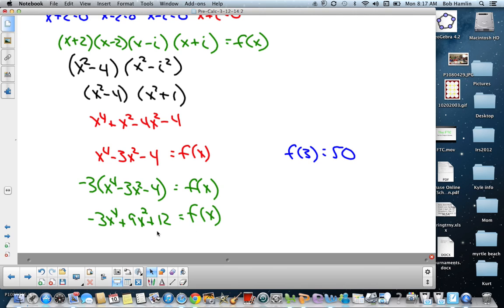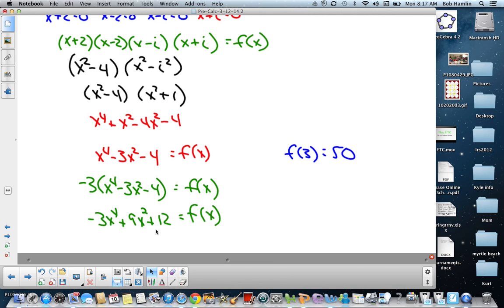So this function here will give me the two zeros of 2 and -2. It'll give me the two imaginary zeros of i and -i. And when I plug in 3 for x, it'll give me -150.